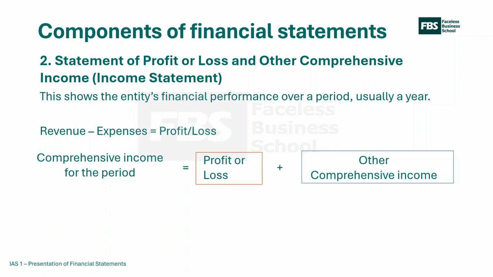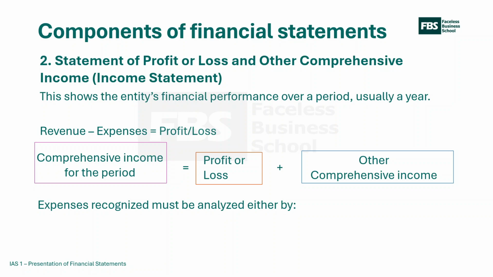Other comprehensive income is defined as comprising items of income and expenses, including reclassification adjustments, that are not recognized in profit or loss as required or permitted by other IFRSs. The total comprehensive income is defined as the change in equity during a period resulting from transactions and other events, other than those changes resulting from transactions with owners in their capacity as owners.